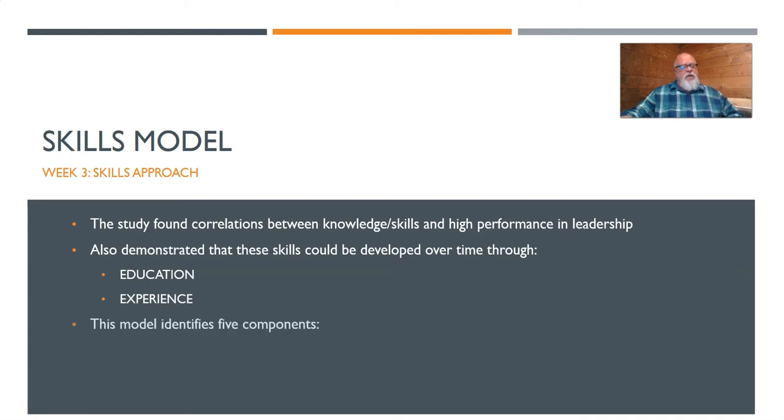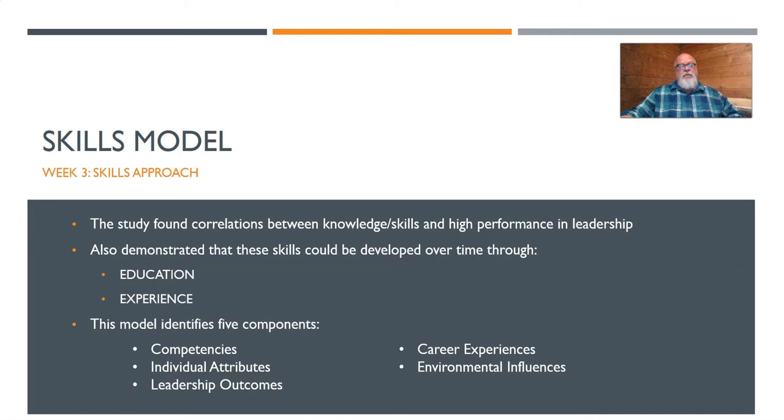All right. So this model identifies five components, and each of the components has several subsections. I'm not going to dive too deep into the subsections. I want you to read about it in the book. Okay, spend some time looking at these subsections. I'm just going to identify them. Okay, but the main five components are competencies, individual attributes, leadership outcomes, career experiences, and environmental influences.